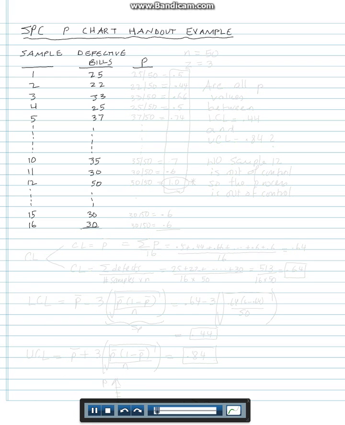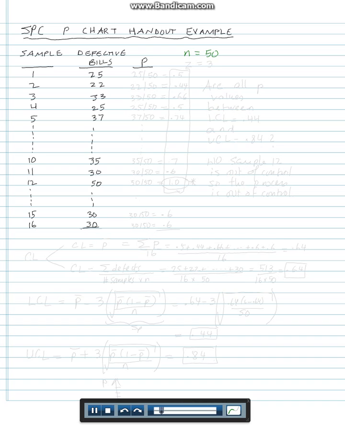This is the SPC P chart example, the handout on Blackboard. You can see that I just put some of the samples and the number of defective bills. This is an attribute chart because we're not measuring anything on a continuous scale. And it's a P chart because we have a sample size, and the sample size is n equals 50. It's given in the problem.